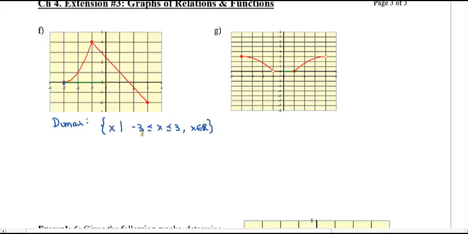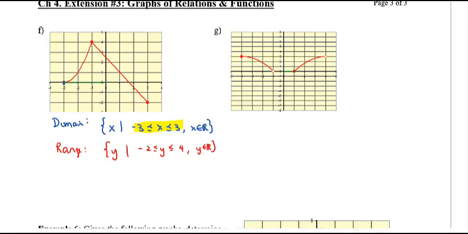So I can do that. Or, like I said, most math teachers are okay just with that. With the range, look at the y values. The smallest one is -2. And the largest one is 4. And you can say that in that region, y also has to be a real number. Okay?